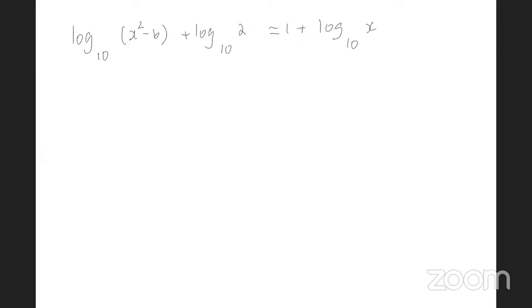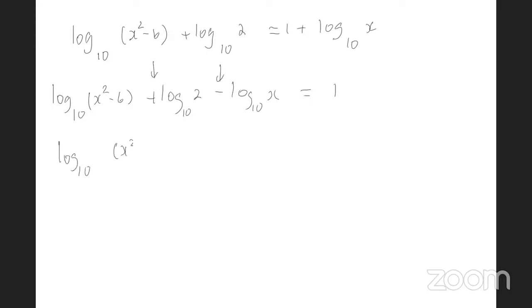So the first two steps are what? Log to the base 10 of x squared minus 6 plus log to the base 10 of 2 minus log to the base 10 of x is 1. So I brought all the logs on one side, right? Then plus means multiply, minus means divide. So that'll be log to the base 10 of x squared minus 6, I'm multiplying that by 2.